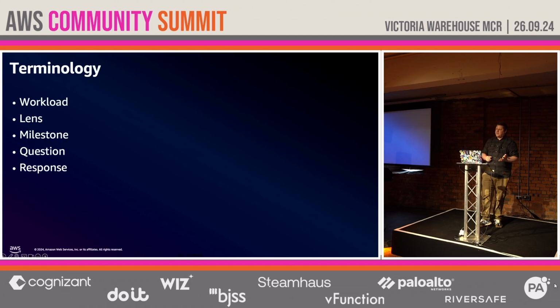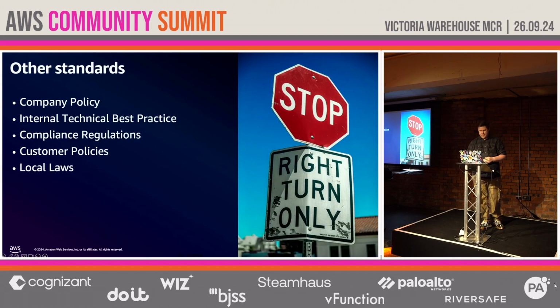And finally, within the lenses, you have a set of questions, and each question has responses that are available for the people evaluating the workload to select. So typically, these questions are written as best practices that you can say are being applied or not applied. So AWS well-architected is essentially a steady process for managing your architecture using those AWS best practices.